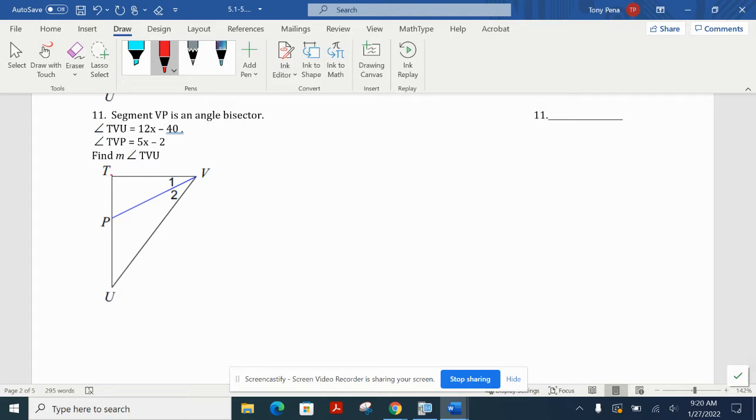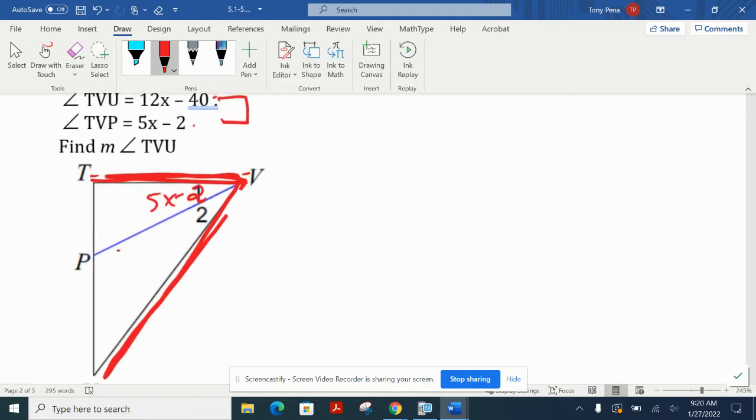So now in this one, TVU is the first one that they gave you. That is your big angle here, the overall angle. And then TVP, that's the 5x minus 2. Are these two expressions here, do we set these equal to each other in this case? No. These aren't equivalent. This is the big angle, this is the small one.